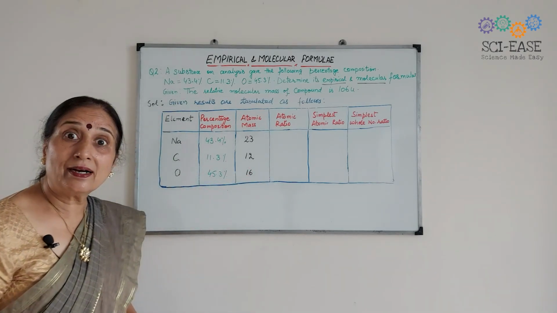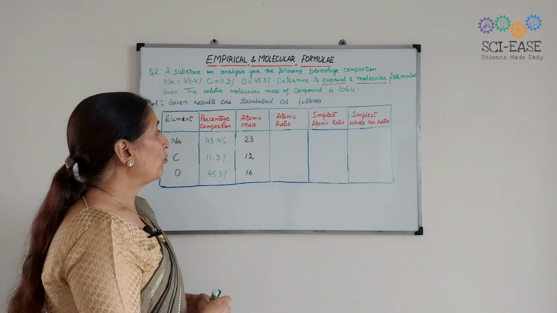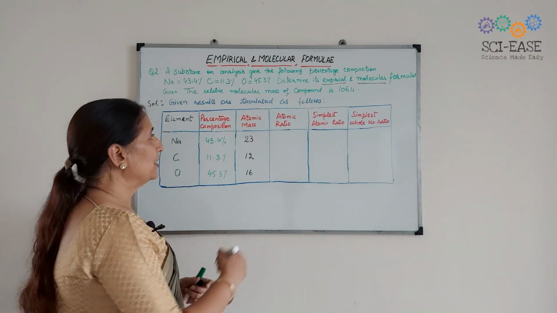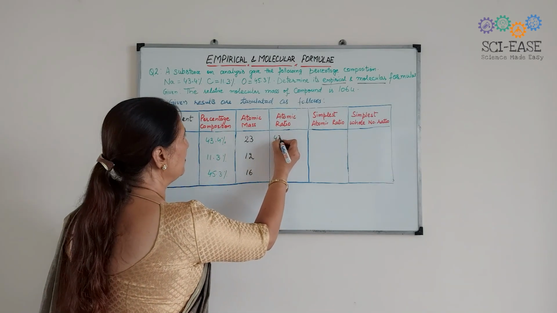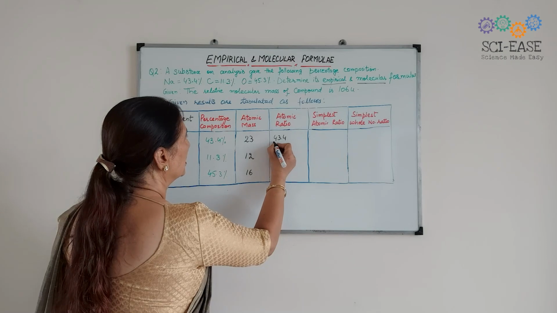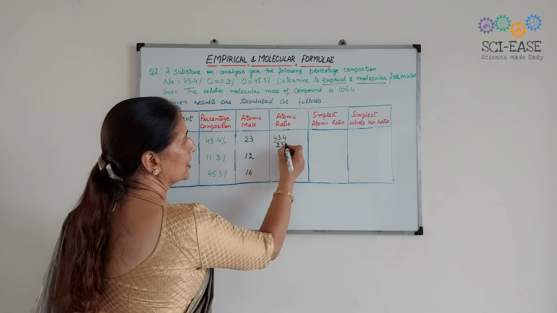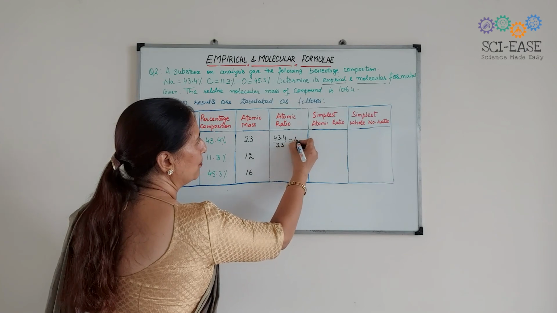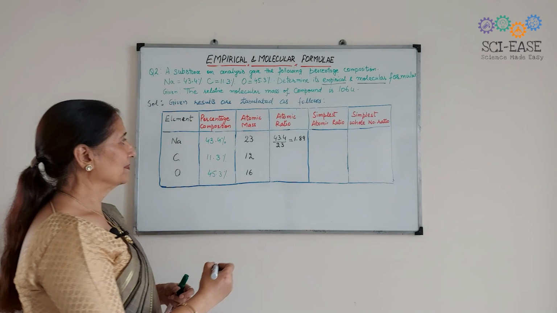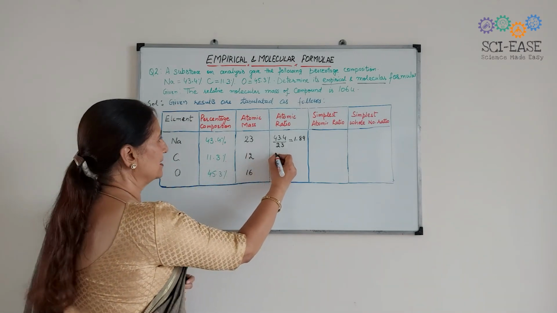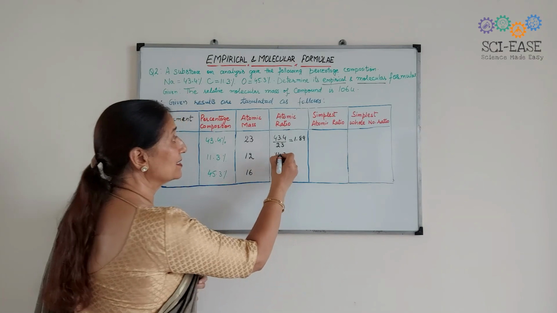So here there are 3 elements present. Now what is the atomic ratio? How will you calculate? Divide 43.4 by 23. So it will be 1.89. Now divide, next is 11.3 by 12. So it is less than 1.